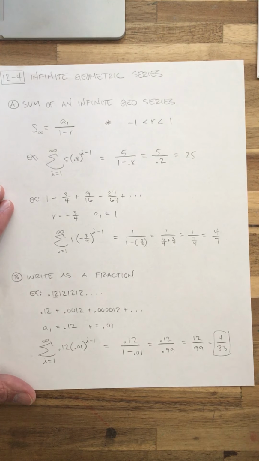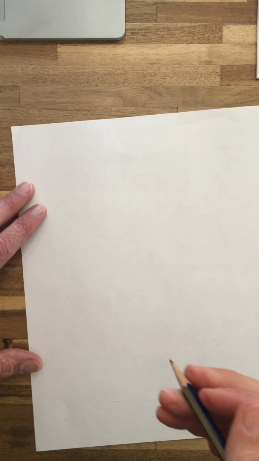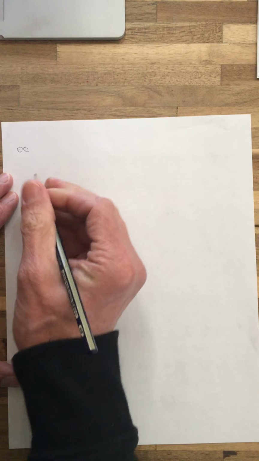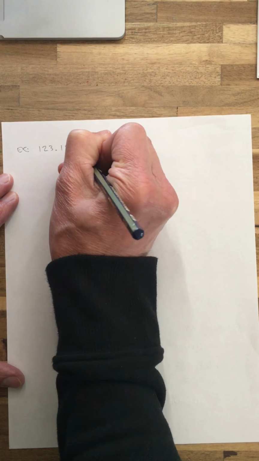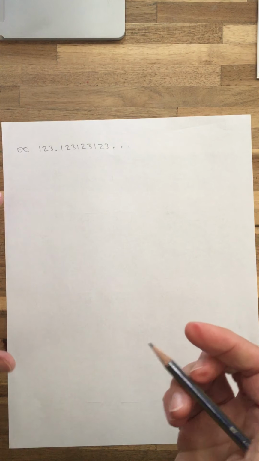All right, let me do another one. Let's do another one. It's going to be a little more tricky. Example. Let's say I have something like this: 123.123123123... Now there's a couple ways to do this. The book shows you one way to do it. I like to do it a different way. This is how I do it.